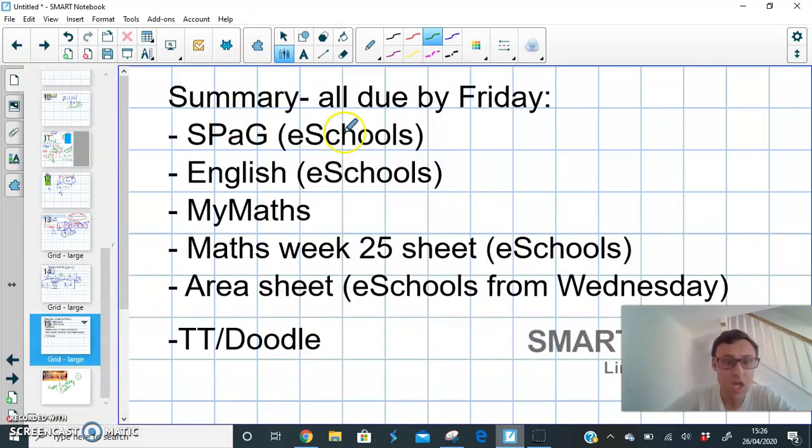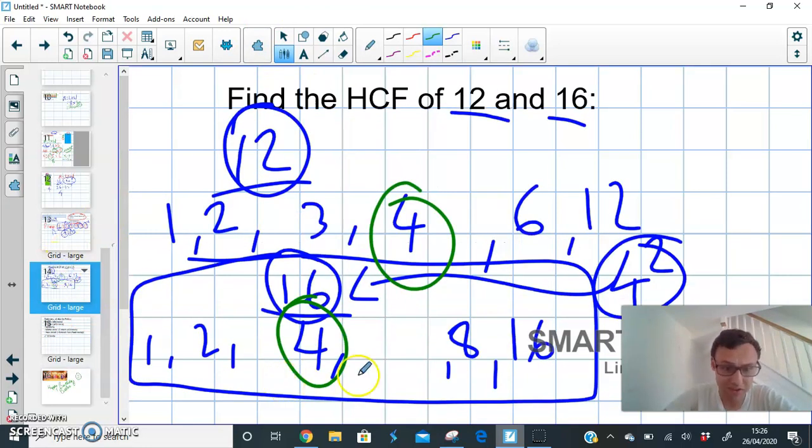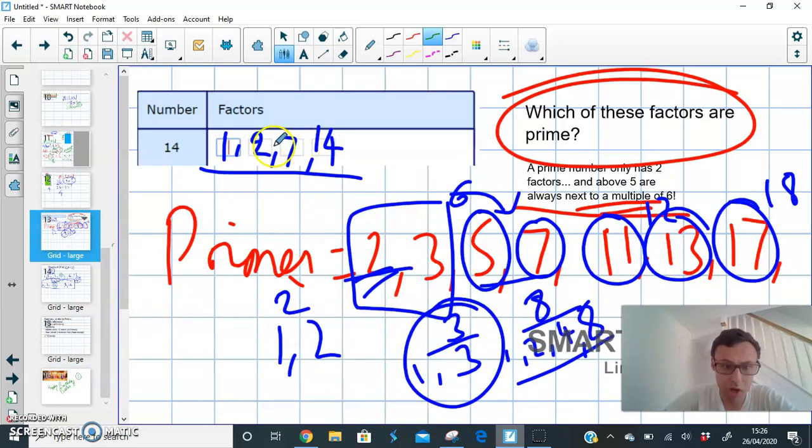Okay. Now, just going back to this one quickly. So what's our prime number, our prime factors? Prime number that's a factor of 14, well, it would be 2 and 7. There are prime numbers that are also factors of 14. Remember, 1 is not prime.